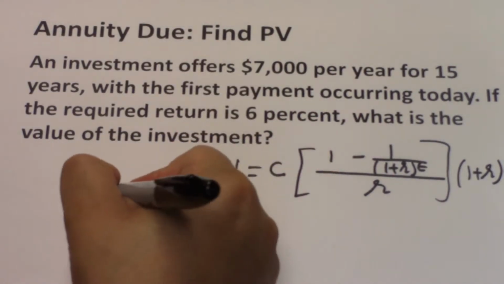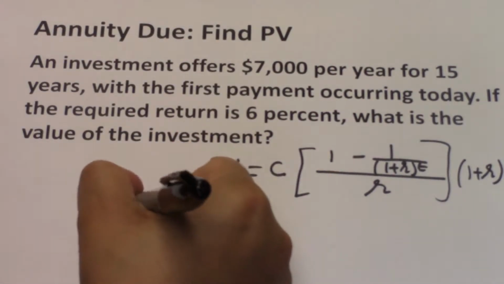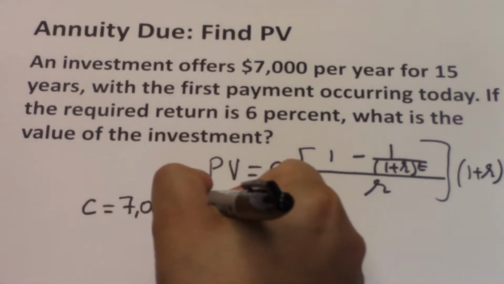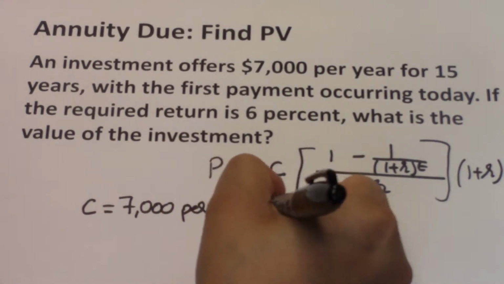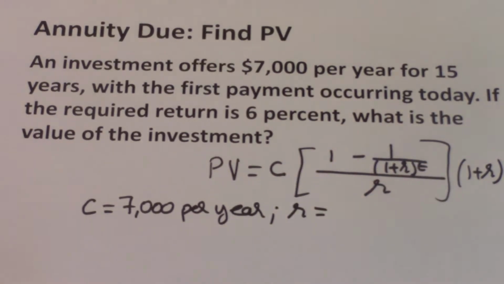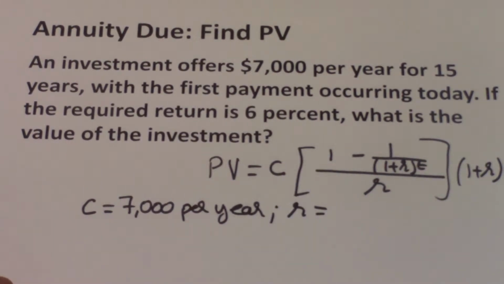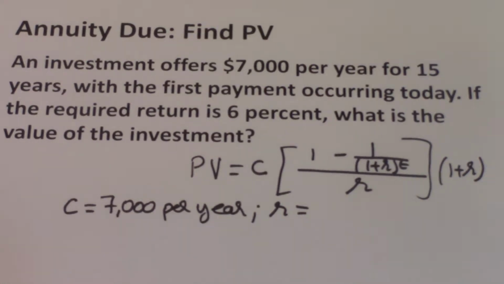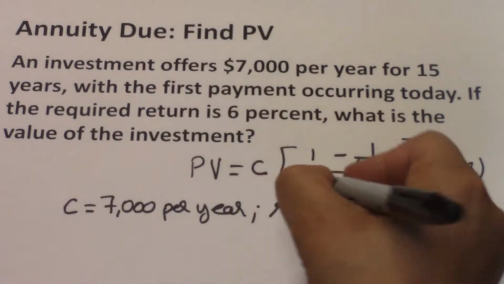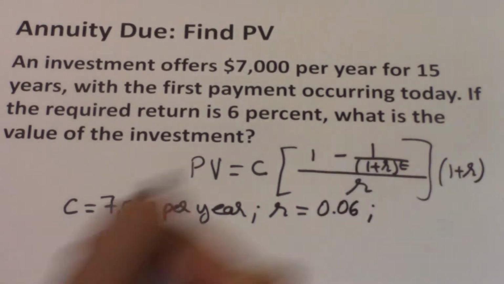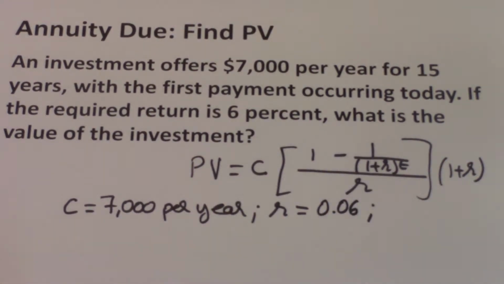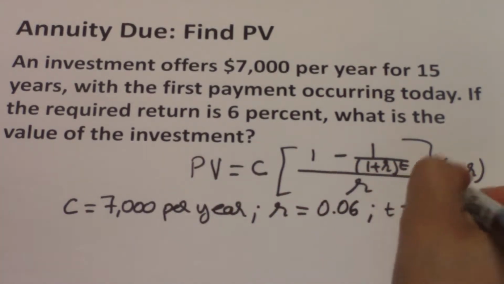So the investment offers $7,000 per year. So C is $7,000 per year. Because this is an annual number, R and T should also be annual. The R is 6% per year, and if you're given an interest rate, you always assume it's an annual number unless you're told otherwise. So 6% or 0.06, because we have to input it as a decimal into the formula. And then T, we are investing for 15 years, so T equals 15.